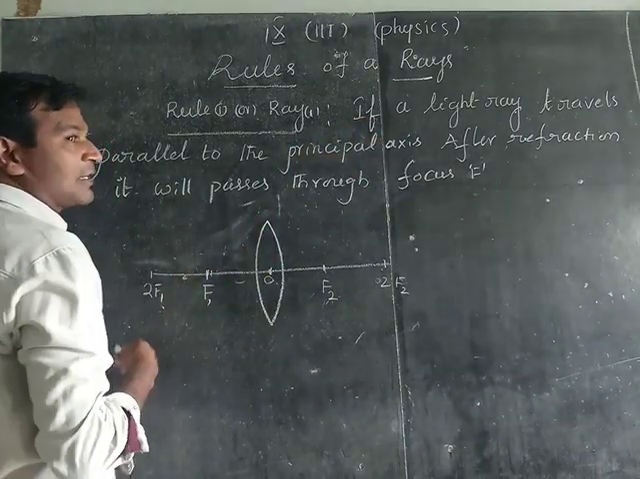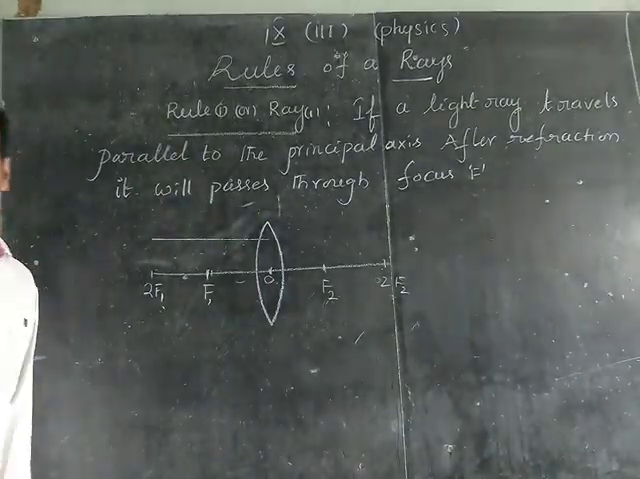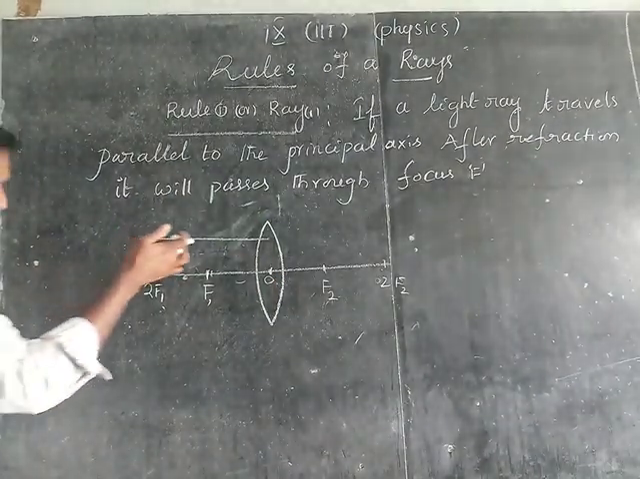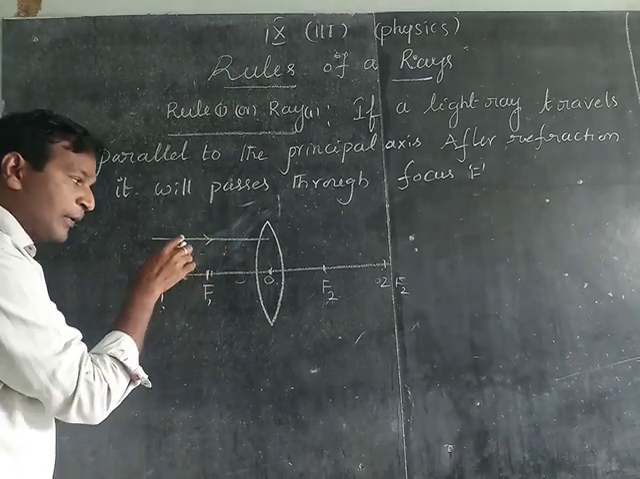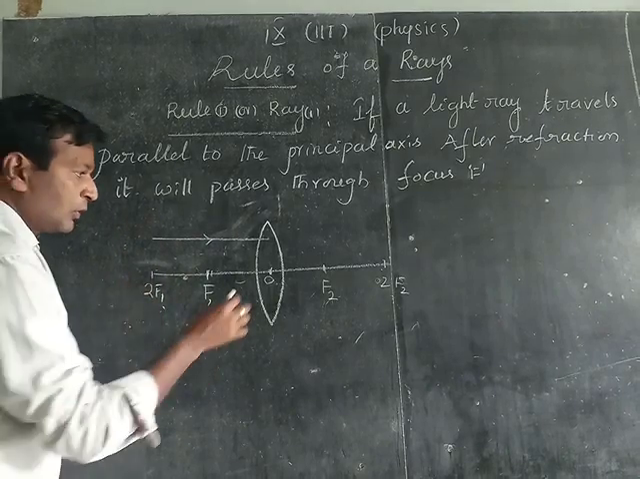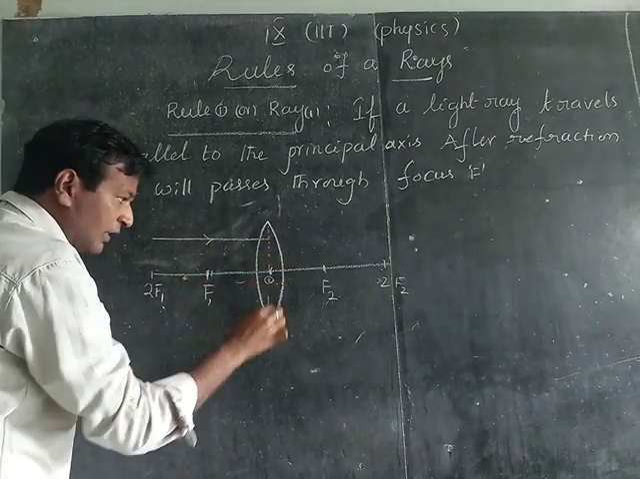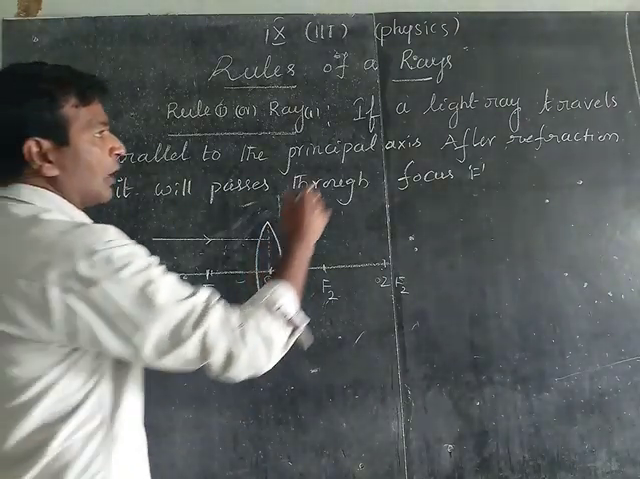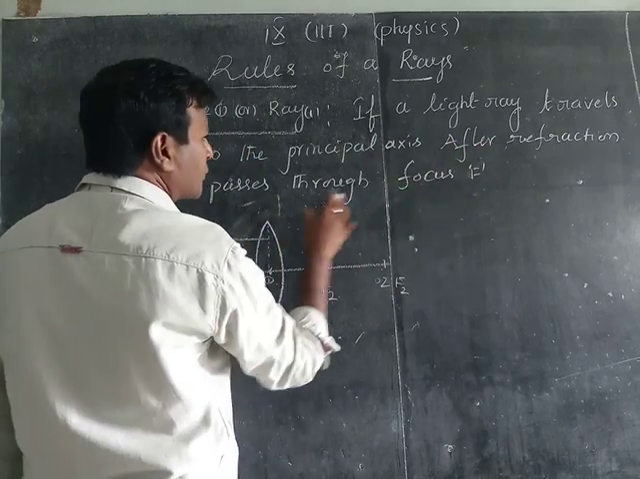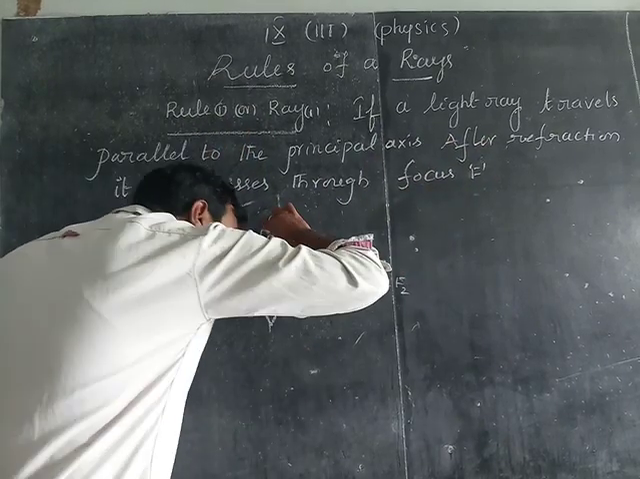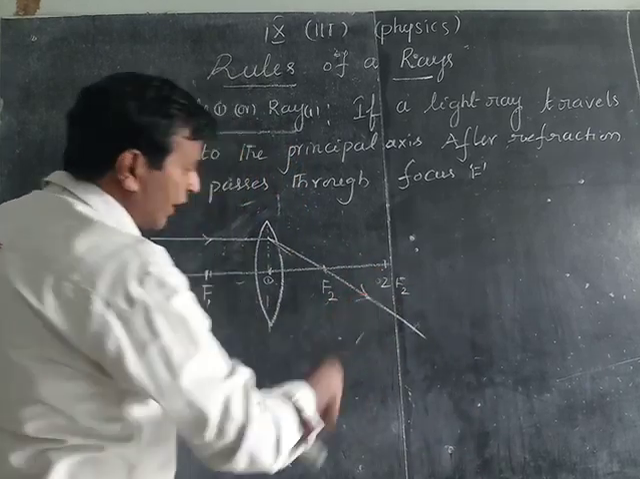If a light ray travels parallel to the principal axis, first draw the light ray. So this is the incident ray which travels parallel to the principal axis. We have to draw the line of the light ray to the center of the lens. After refraction it will pass through the focus. Then we have to draw it through the focus, like this, and give an arrow mark.